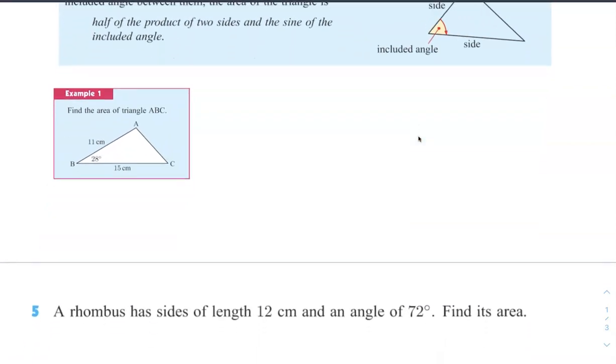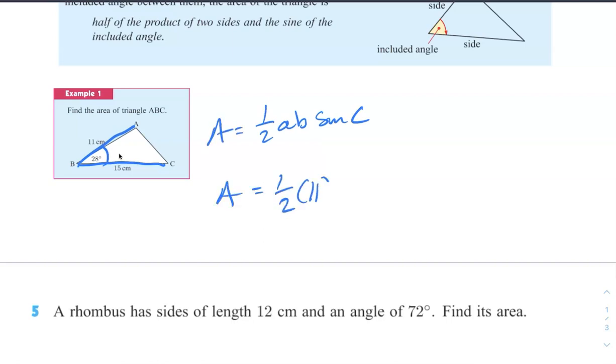So let's do an example. Find the area of this triangle. All I need to know is, do I have a side, the side next to it, and the angle between, included in it? And yes, I do. So I just know it's 1/2 ab sine C. I don't even care about what the letters are. I just care that it's two sides that I have, 11 and 15, and the angle included. So sine of 28.